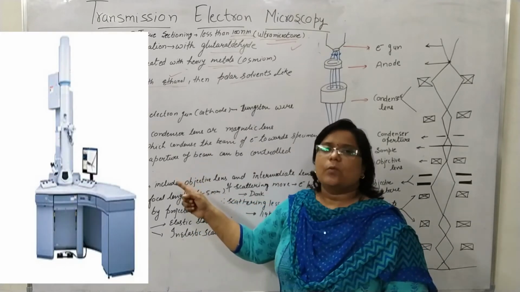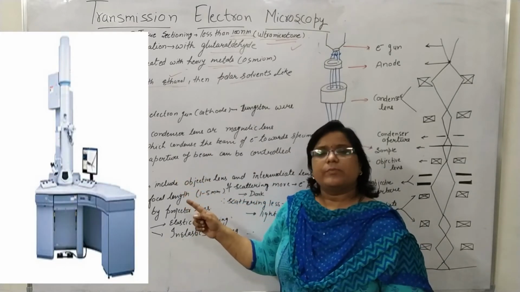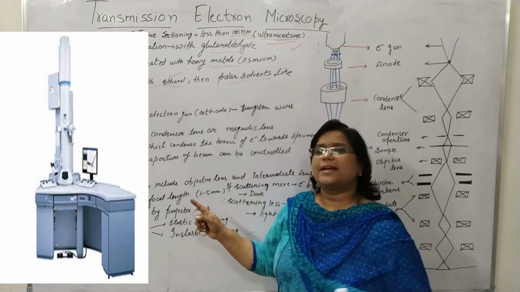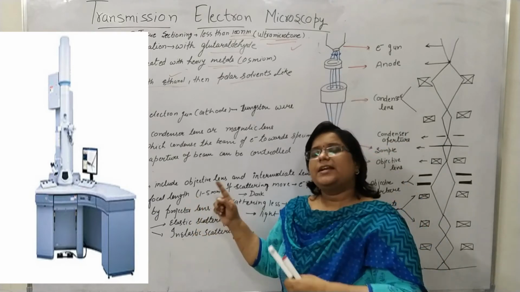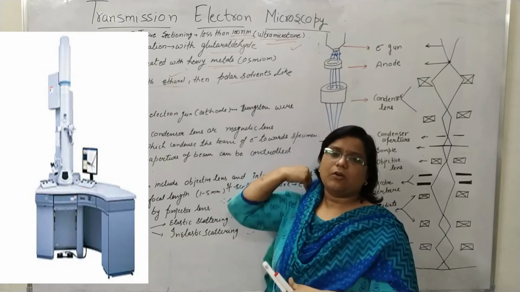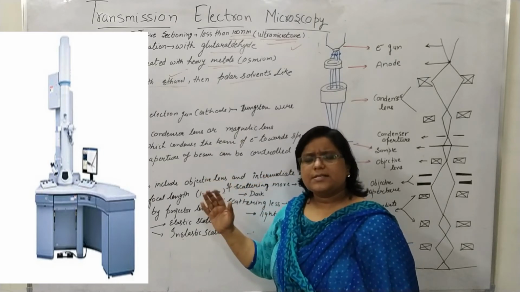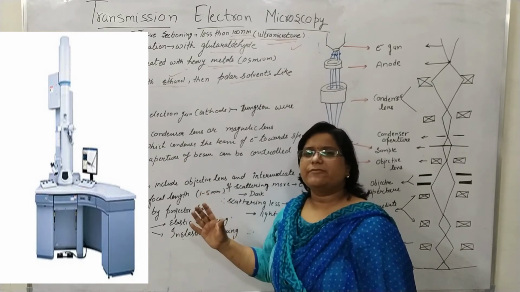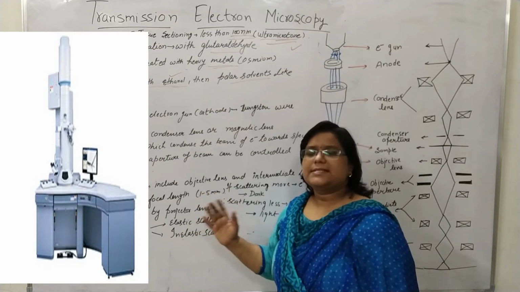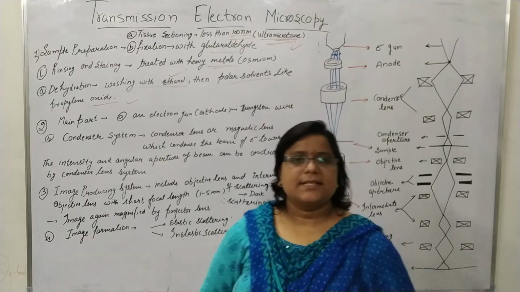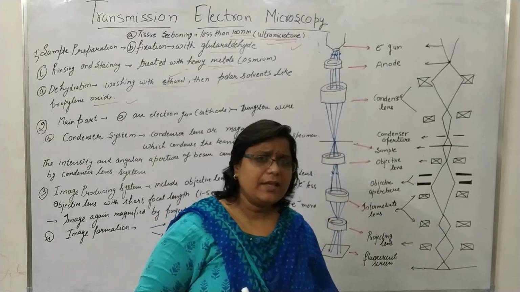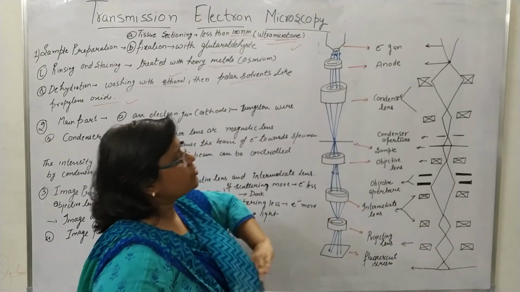Here you can see one diagram which I have taken from Google itself, that is the diagram of the TEM. In the TEM you can see one column and one monitor, somewhat similar to the SEM but with some differences. Now we will discuss the main part. Here the main part is the electron gun.